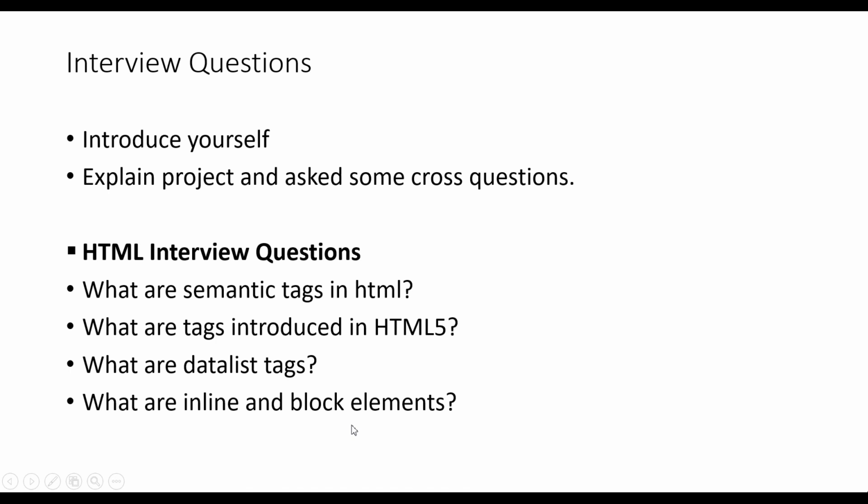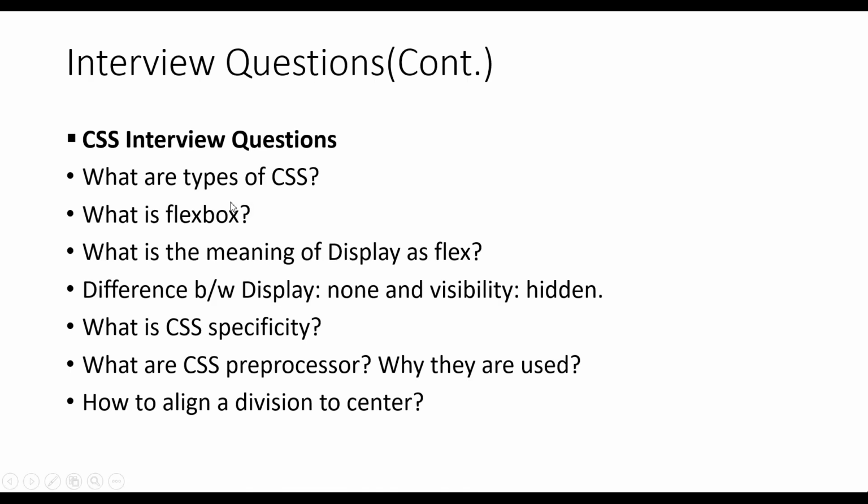And next, he started asking me questions from the CSS part. The first question that he asked me was, what are the types of CSS? So there are three types of CSS. The first one is inline CSS, where we write our CSS code in the style attribute of an HTML element. The second is internal CSS, where we write our CSS code in the style tag inside the head tag. And the third is external CSS, where we write our CSS code in a separate .css extension file. So these are the three types of CSS.